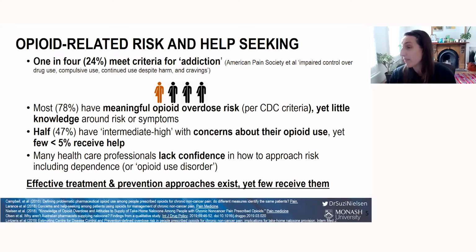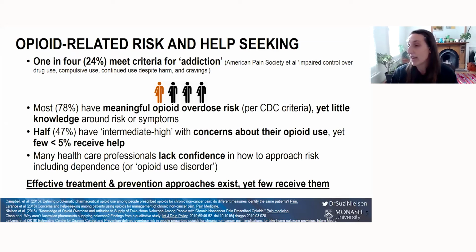We also know from interviews with these people that around half or even higher, depending on what time point we're looking at, of the population have concerns about their own opioid use, yet very few are raising that with healthcare professionals and seeking help. So we see a bit of a gap between people experiencing problems and actually receiving the care that they need.